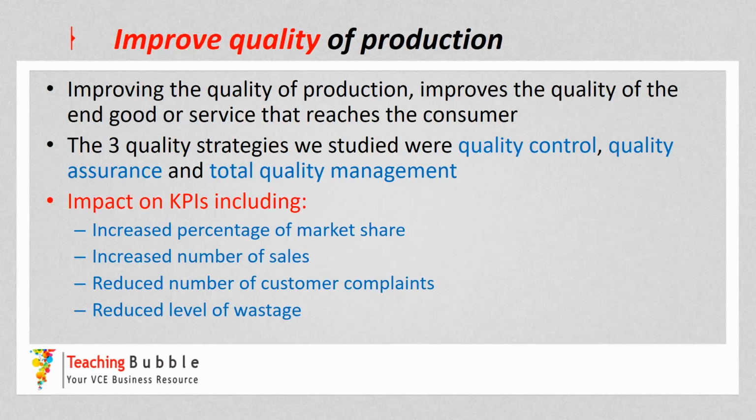And so what KPIs could that respond to if there was a poor market share? Well, this could increase the percentage of market share or increase the number of sales because the product is more in demand because it's of higher quality. It may be that it reduces the number of customer complaints if there's been complaints on poor quality in the past, or it could even reduce the level of wastage because there's less materials and less finished goods that are made in error that are going to waste because the quality of production has improved.